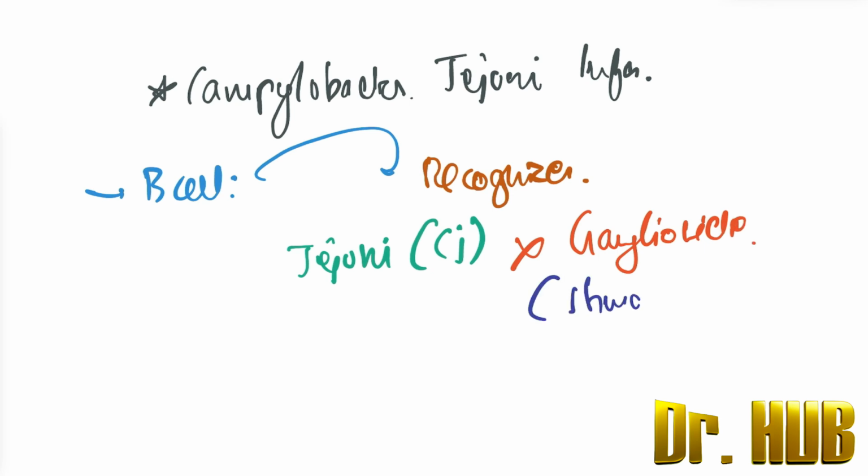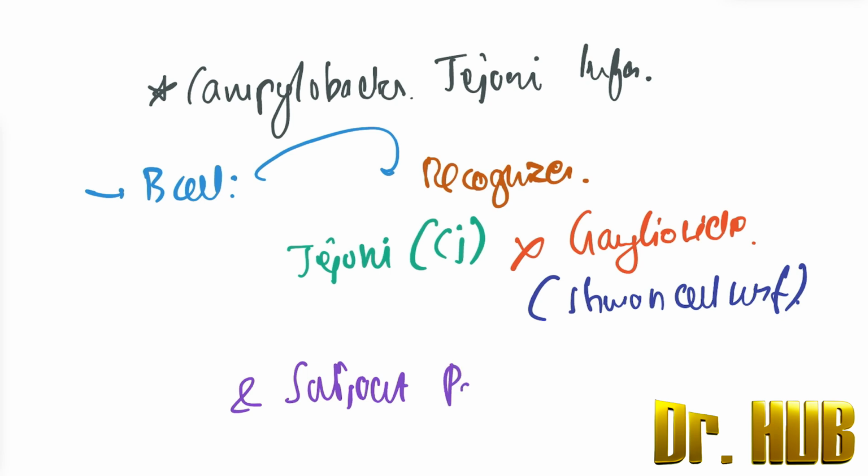surface, and also the adjacent peripheral nerve myelin, and also the subjacent peripheral nerve myelin.